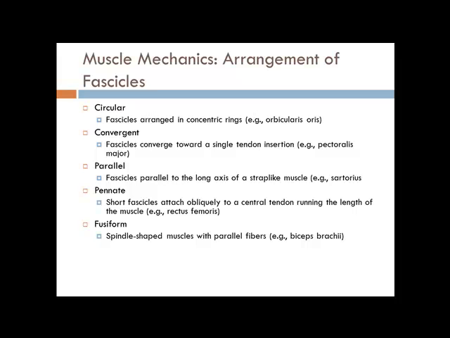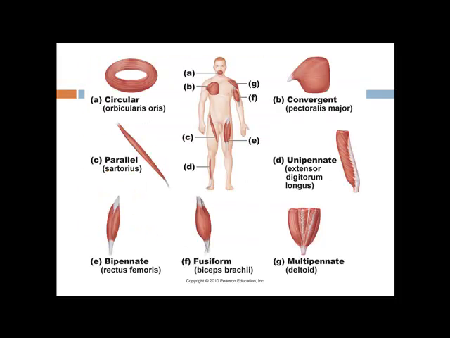So with the arrangement of the muscle fibers, they can be circular. When you get circular muscles, you'll usually get the name orbicularis with it. So when I think circular, I think orbicularis oris, which is around the mouth, or orbicularis oculi, which is around the eye. There can be convergent, where we have a broad origin, and it comes into a small single insertion, where the pec is a good example.